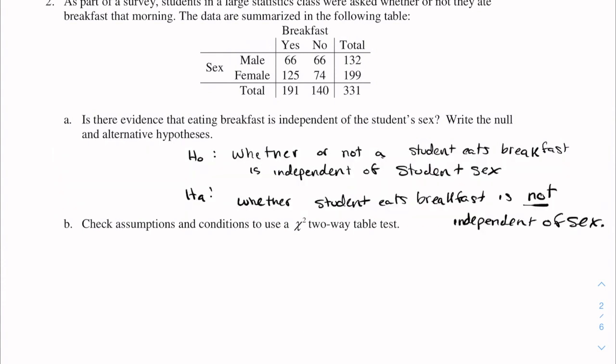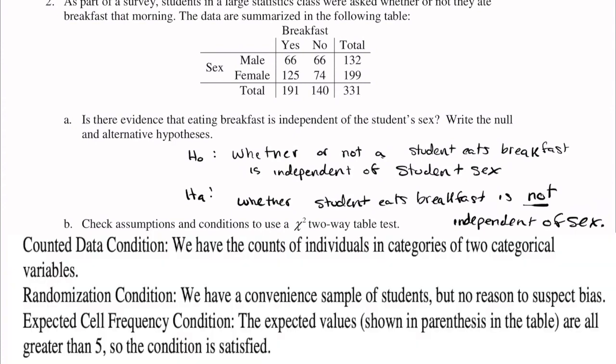So next, we're going to look at our assumptions and conditions, counted data condition. All of our data are counts of individuals. Again, we have a convenient sample of students, but there's no reason to suspect bias. And this is a convenient sample because a large statistics class was just asked, did you eat breakfast this morning? And we do have to check this because we're trying to generalize this statement. A last bit is our expected counts are greater than 5, so this is met.